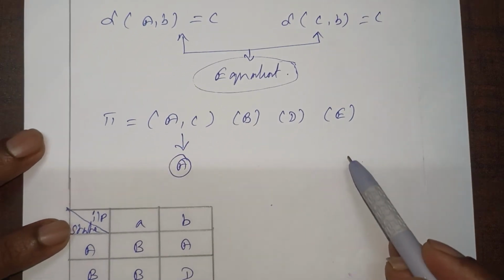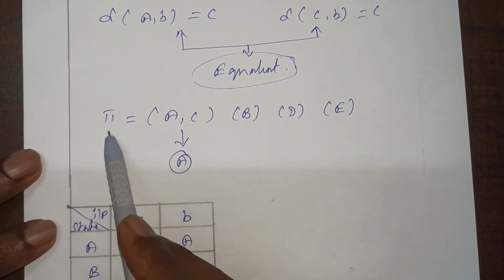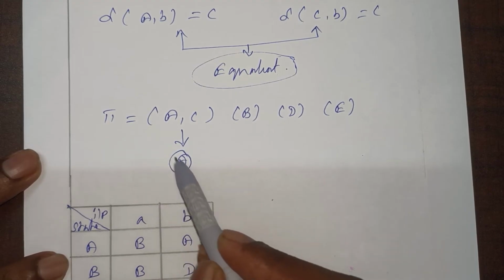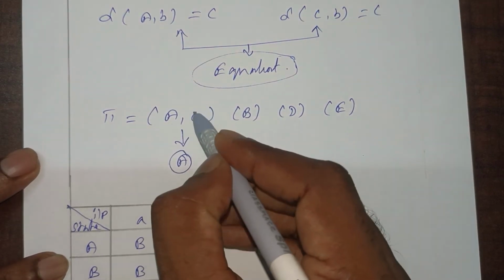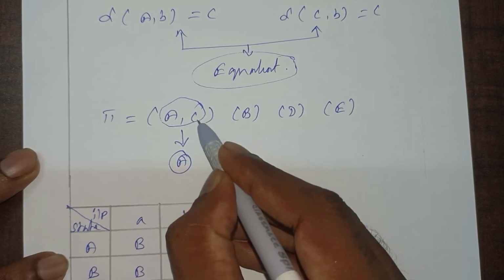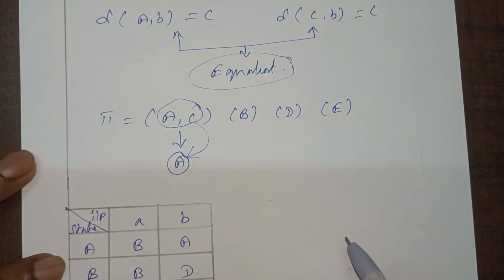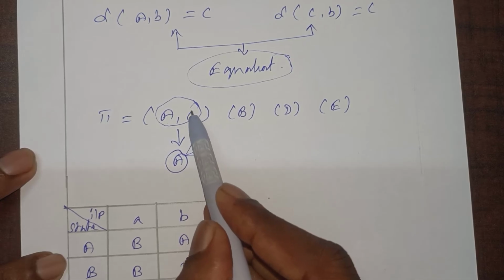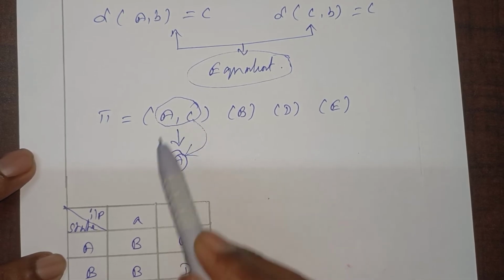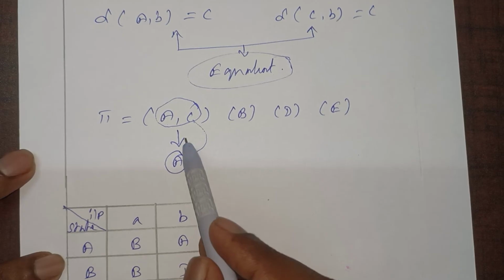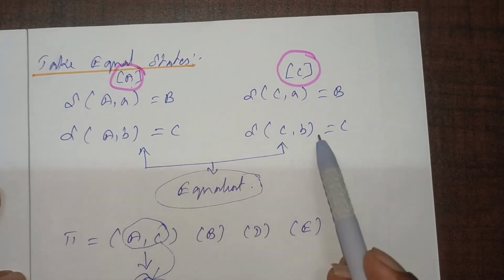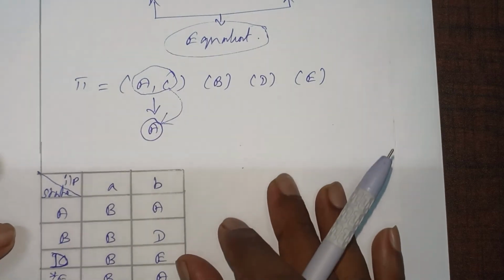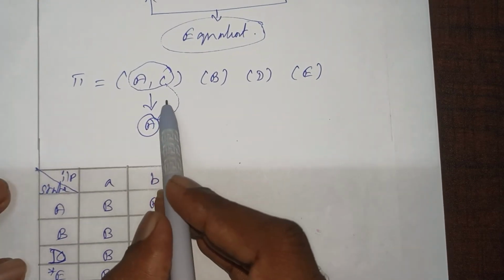So what is the second step? As you all know, we are going to have this pi value here. Pi is equal to, we are going to take this A comma C. Both of these states can be treated as A. So that means we are minimizing the state called capital C as a single state, A. The reason is we are getting the same output, the same initial states. So I am going to do it in this particular way.